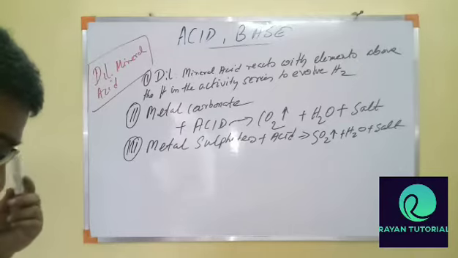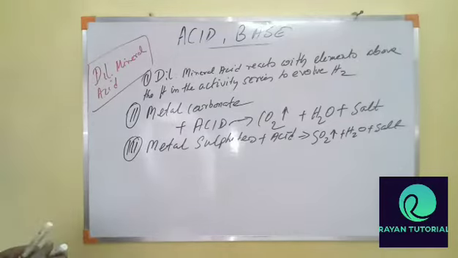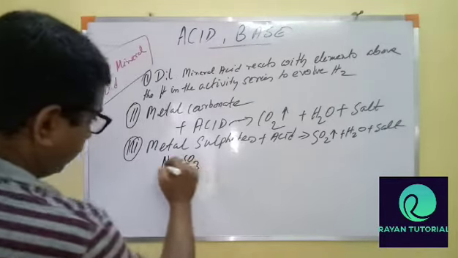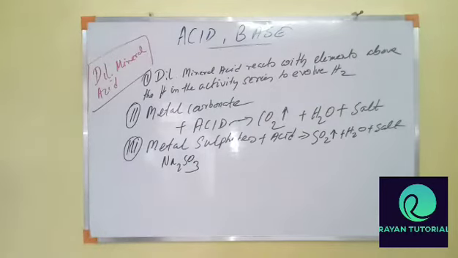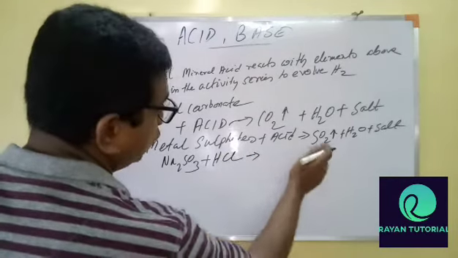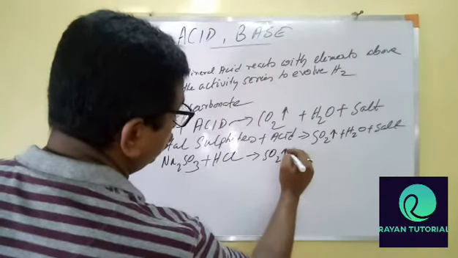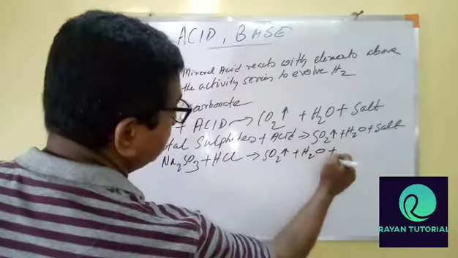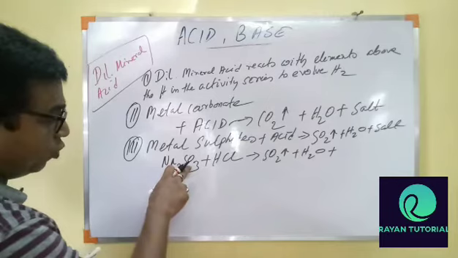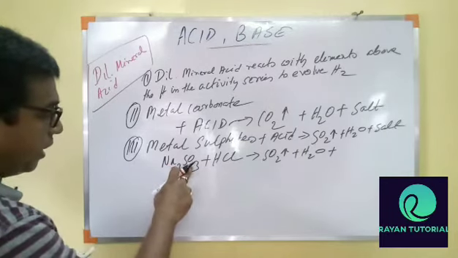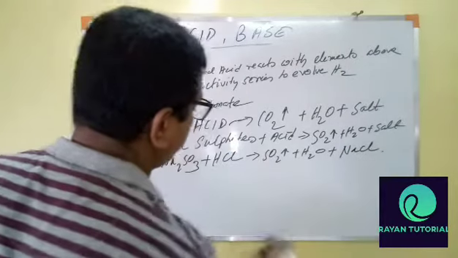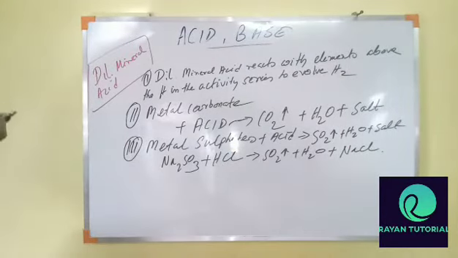Sulfide. What sulfide should I take? Let's take sodium sulfide, Na2SO3. Na2SO3 or NaSO3? No, Na2SO3, right? Plus, suppose, HCl. So it will give you SO2 plus water plus, now see the salt. SO2 came out. Now what comes is NaCl, sodium chloride. Clear?